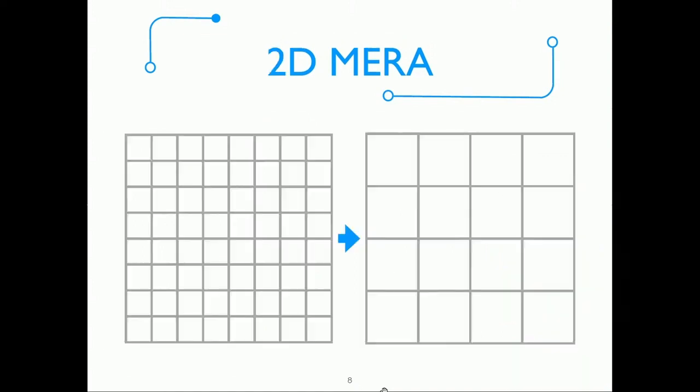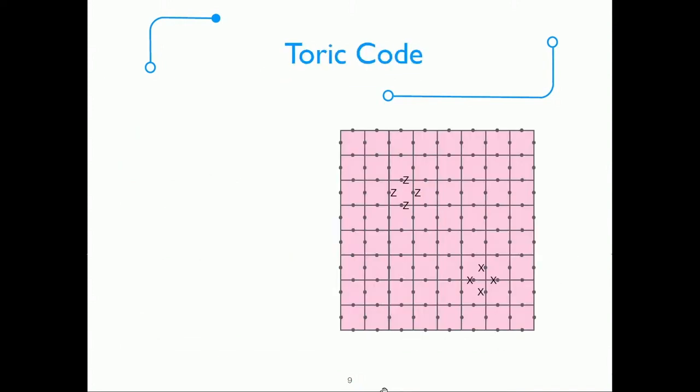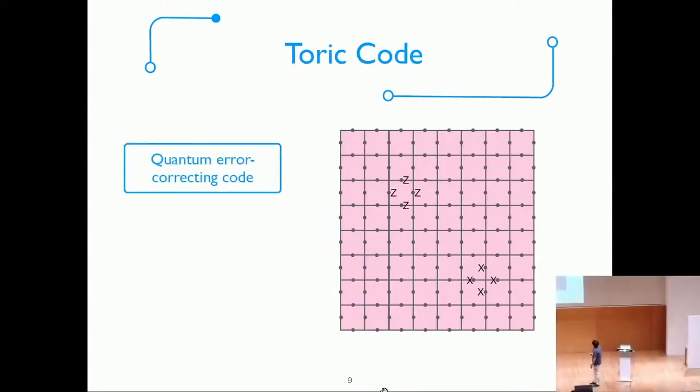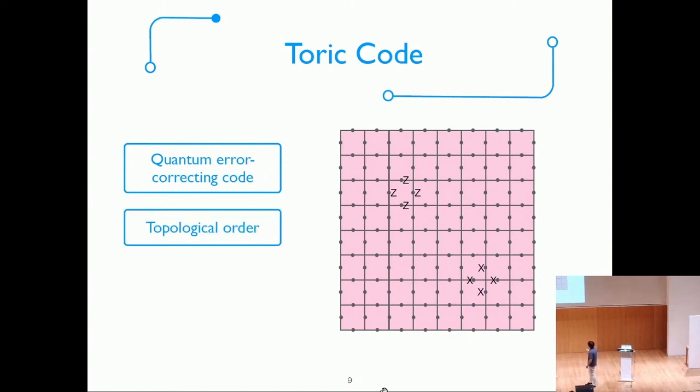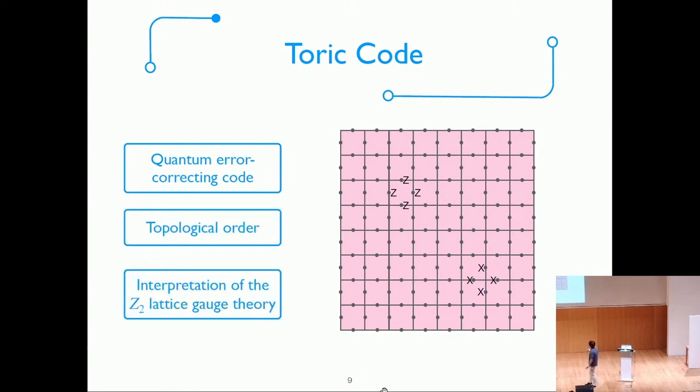Similarly, we can have a two-dimensional MERA with a coarse-graining grid instead of a 1D lattice. And as the simplest example, we consider the 2D toric code model, which is itself a quantum error correcting code, and also the simplest topological order, in fact a Z2 topological order, which can also be interpreted as a Z2 lattice gauge theory, which we will see why later.